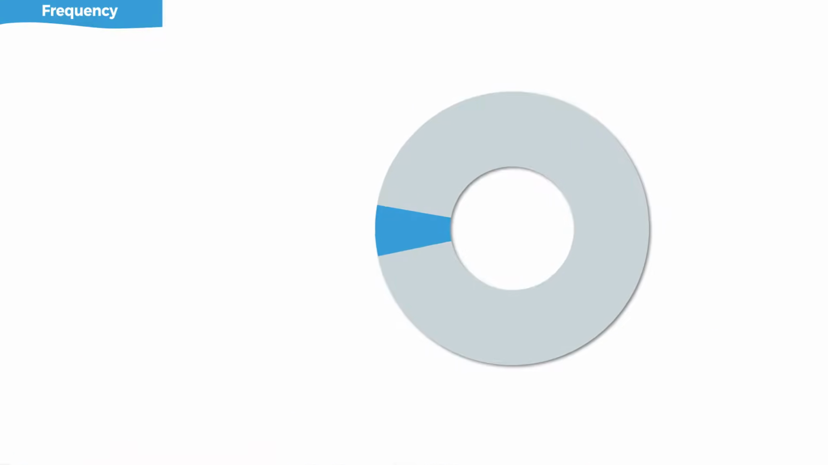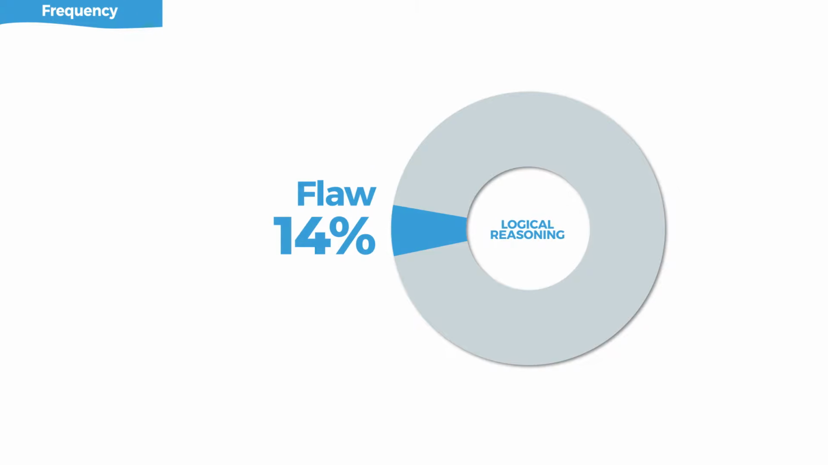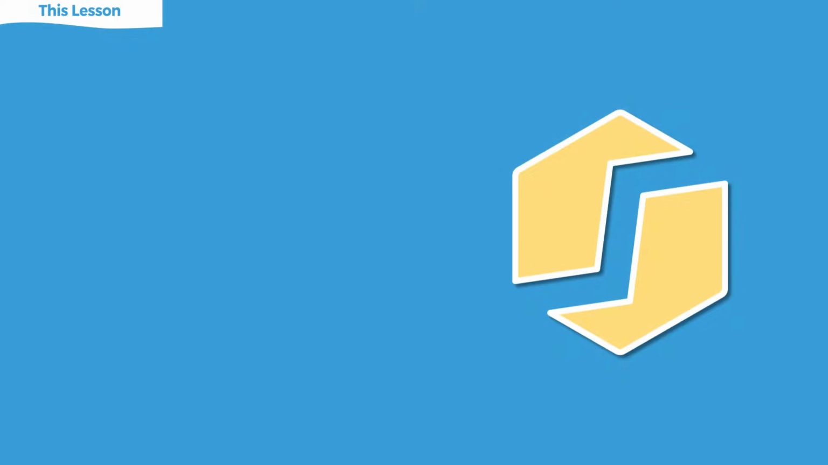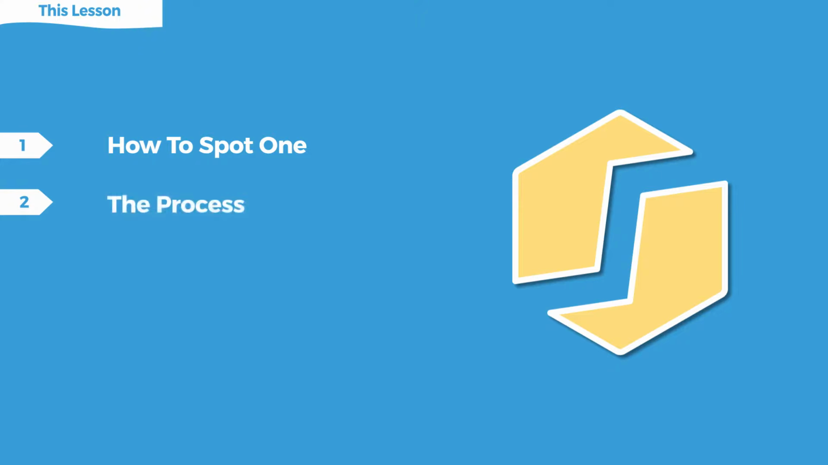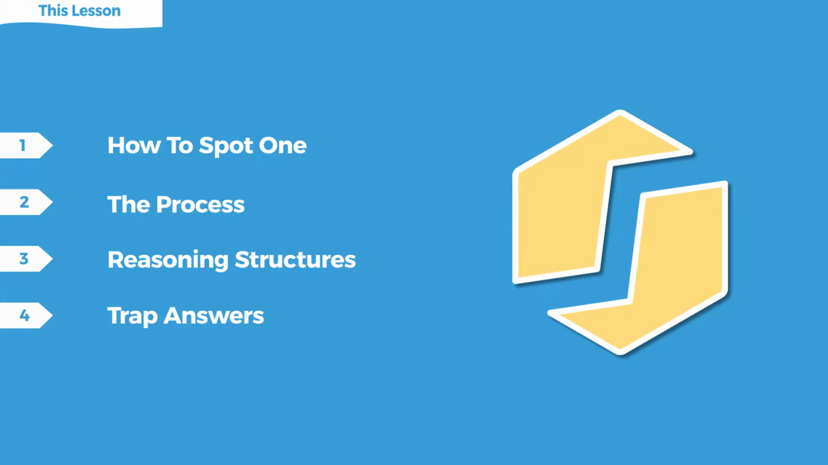About 14% of all logical reasoning questions are flaw questions, making it one of the most important question types to learn because it's the most common question type in the logical reasoning section. In this lesson, we'll cover the following: how to spot a flaw question, what the process is you want to take when approaching one, what are the reasoning structures common to flaw questions, and some examples thereof. And then we'll also look at the different trap answer patterns that you need to know about in order to make those eliminations. So let's get to it.